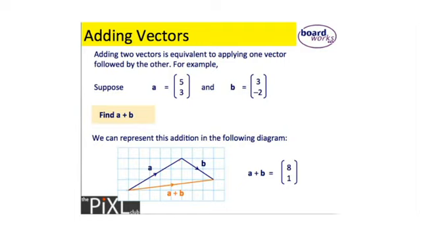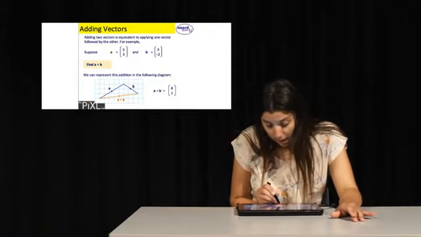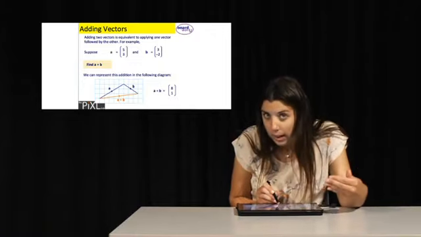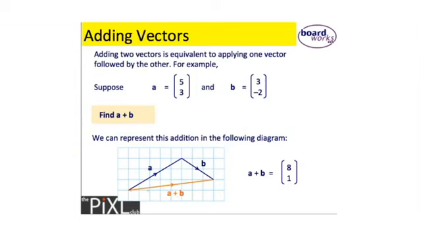Or actually, what might be quicker, starting here, we can go straight from our start point to our end point, which is the equivalent of going through A and through B. That's applying one vector, A, followed by B. If we look at this line, we're starting here, we're going across 8, that's 8 right, and we're going up 1. So actually the vector AB is 8, 1.